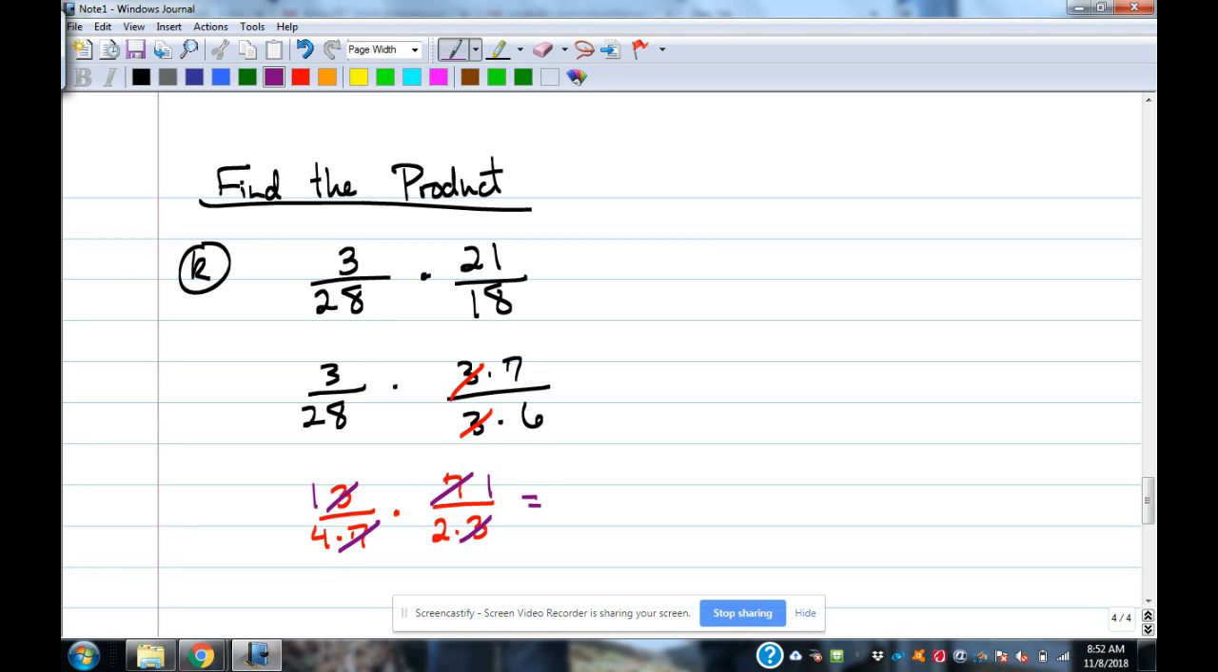Then it's 1 times 1, 4 times 2. So that whole thing simplifies to be 1/8. When we were doing this in elementary school, before we just started typing them into the calculator and letting it do it, you probably did 3 will go into 18 6 times, and then 21 and 28 is supposed to be divisible by 7, and then multiplied and reduced again, which is fine.